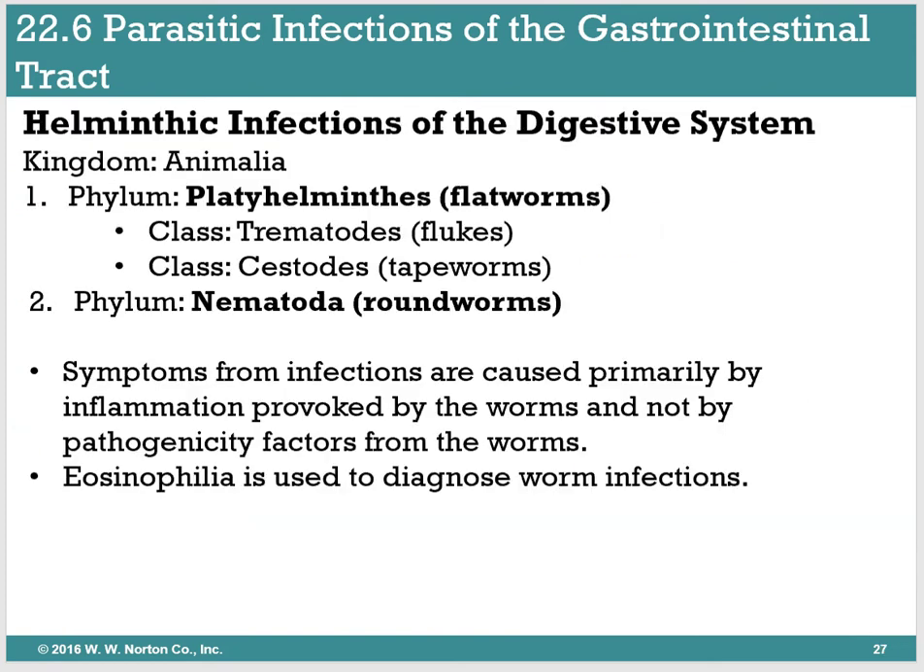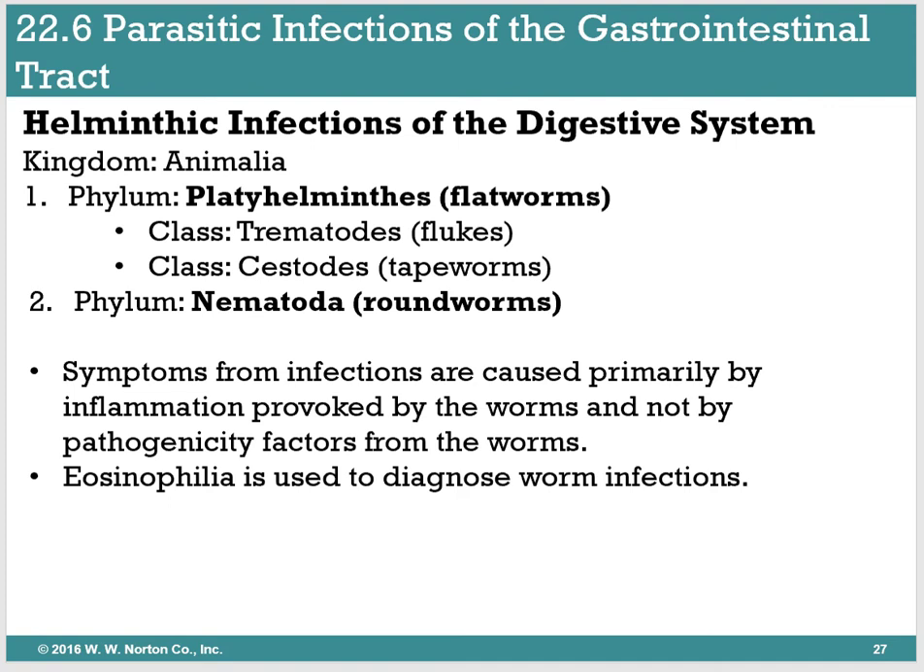Okay. So now we got some worms. So if you see the word helminthic, that means worms. It's a fancy word for worms. I believe we are going to talk about roundworm, tapeworm, and flatworm. I don't believe we're going to talk about flukes. Flukes are more common in like Asian countries, not so much stateside.